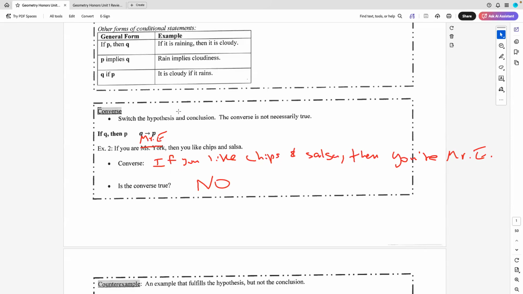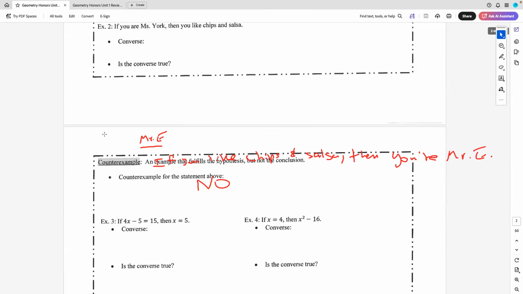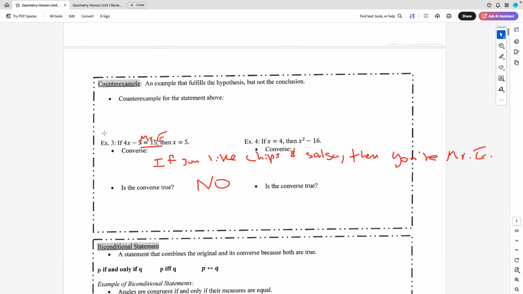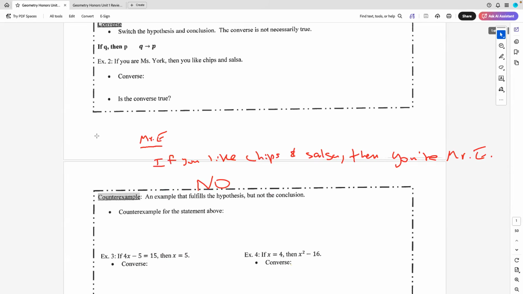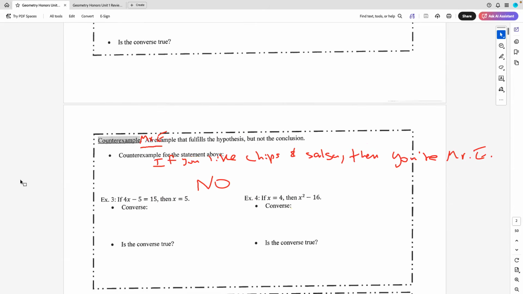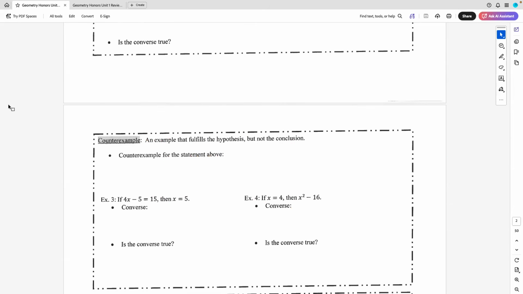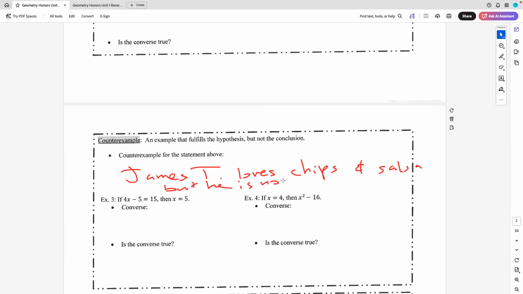Okay, let's keep on moving. More counterexamples: an example that fulfills the hypothesis but not the conclusion. For the statement above, a counterexample is James T. Let's use James T, since we have two Jameses. James T loves chips and salsa, but he is not Mr. E. So that's a counterexample.